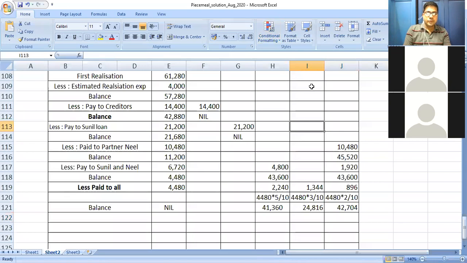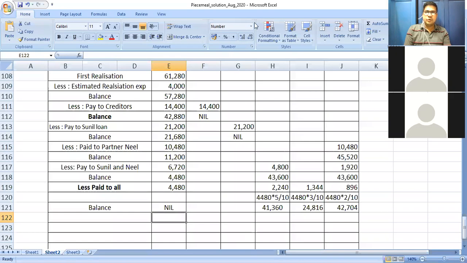Do you have any problem regarding this? It's a very simple problem compared to other problems. Then there is no balance. Then you can use the second realization; whatever amount comes will be distributed among the partners. Then you have to use the third realization; whatever amount comes, you also have to distribute to all partners.